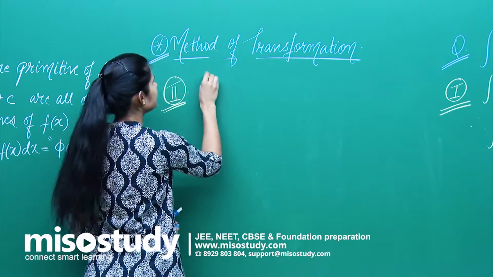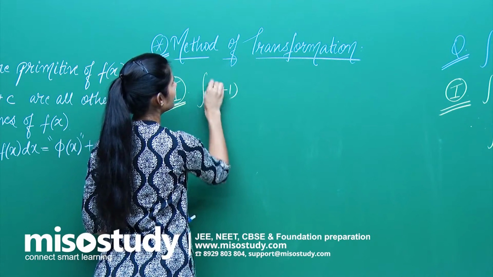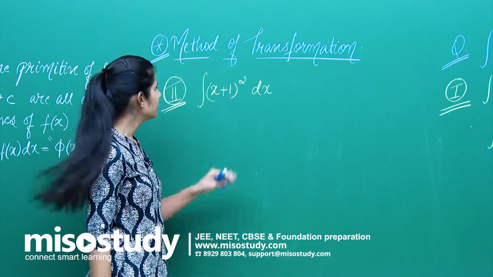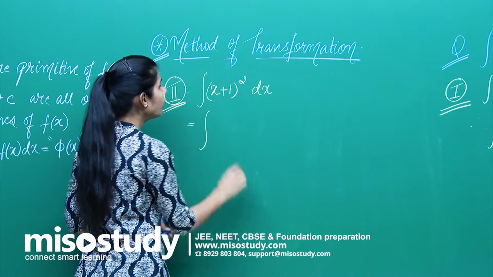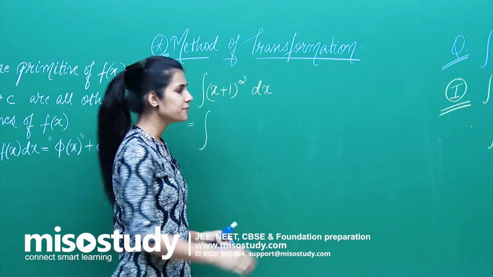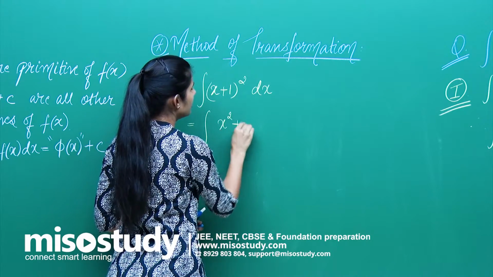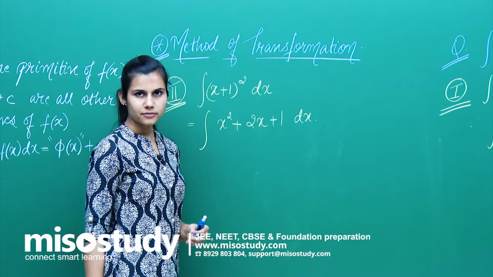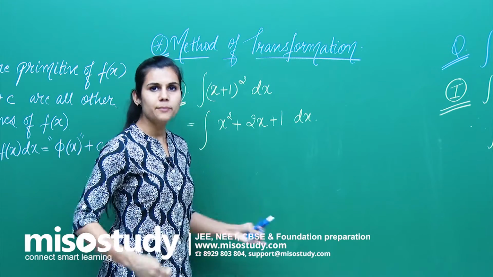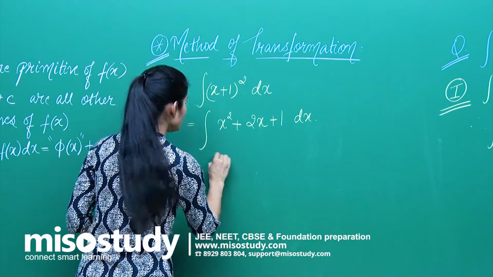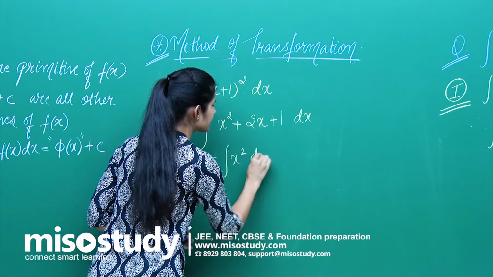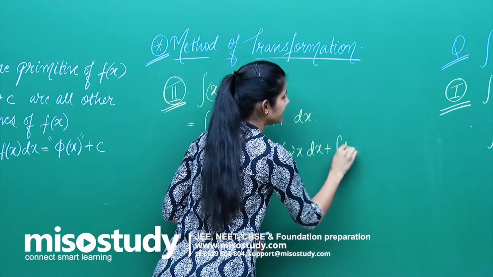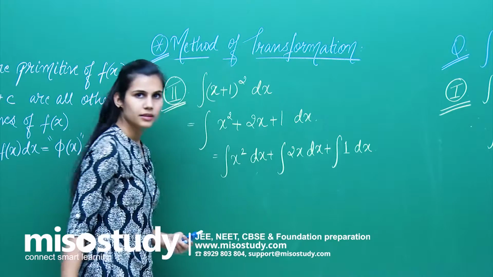What do I want to do? I am saying integration of x plus 1 whole square dx. Over here, you all know x plus 1 whole square can be expanded. You get a square plus twice of ab plus b square. Integration of the sum is the sum of the individual integrals. So you get integration of x square dx plus integration of 2x dx plus integration of 1 dx.